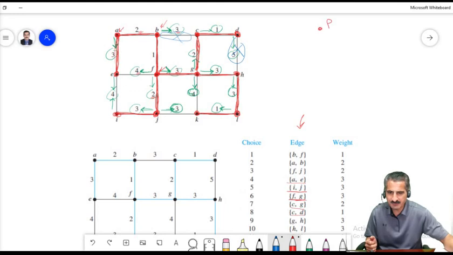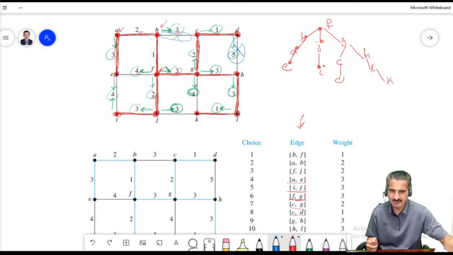We started with F. From F we chose B. From B we chose A, and from A we got E, and from F we got J. From J we went to I. From F we went to G. From G we went to C, and C to D. Again from G to H, H to L, and L to K. So this is the spanning tree with minimum weights, and you can fill the weights.